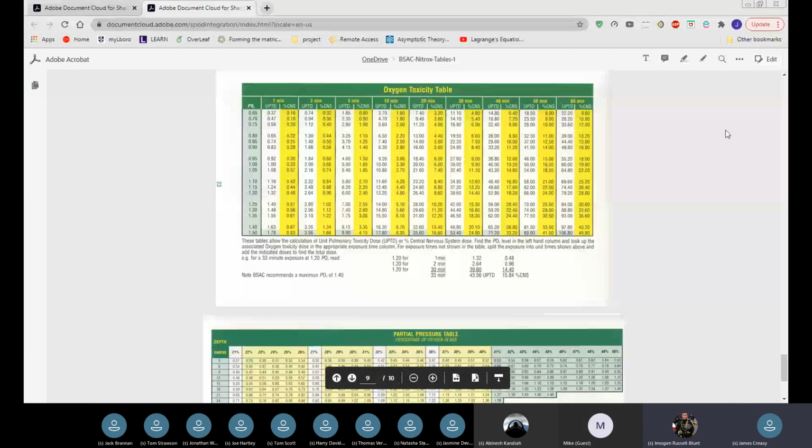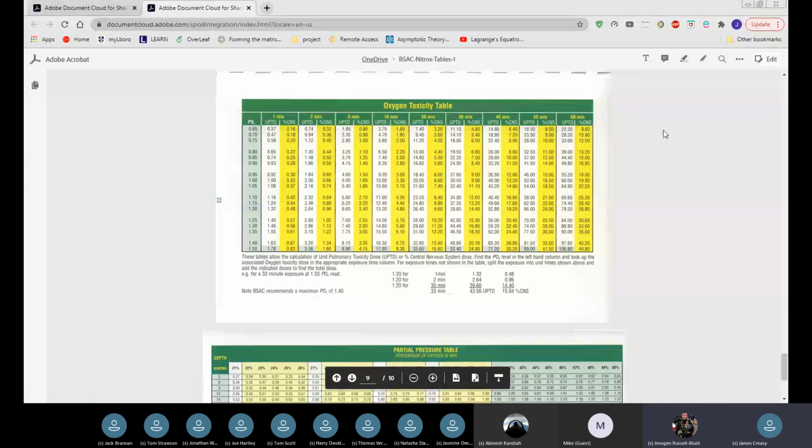So that's the oxygen toxicity table. You can probably see it a bit better now. The left-hand side, this mint green column says PO2. That's your partial pressure of oxygen. So you find the partial pressure level in that column and look at the associated toxicity dose in the exposure time column.